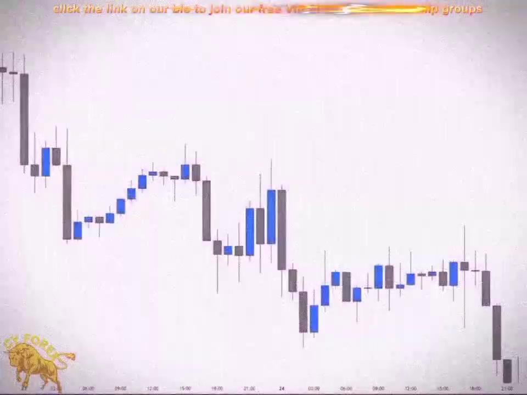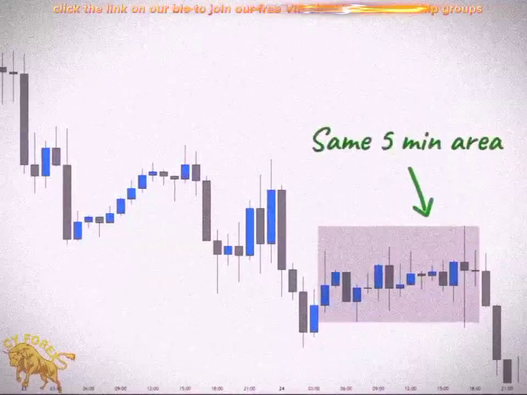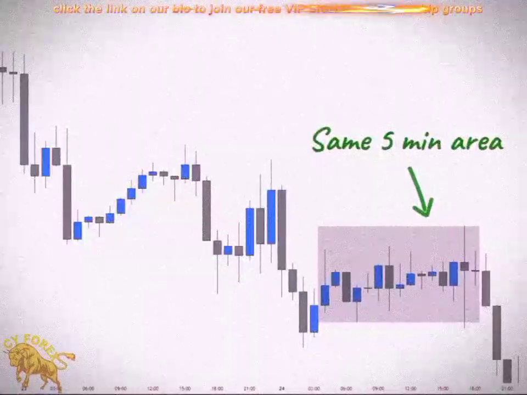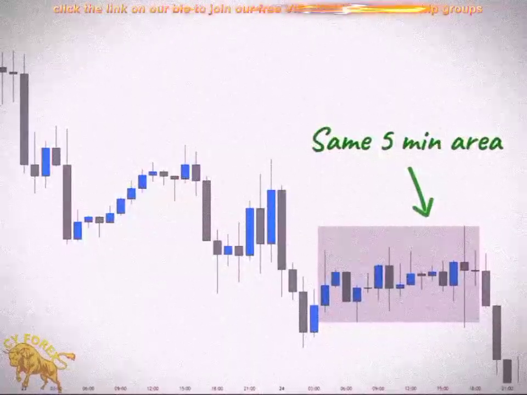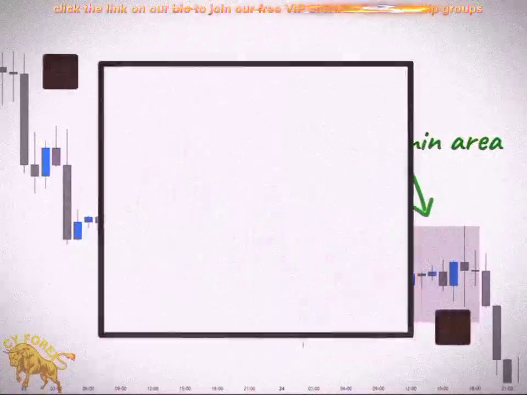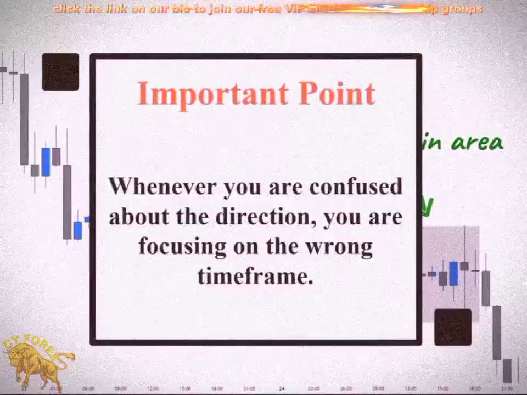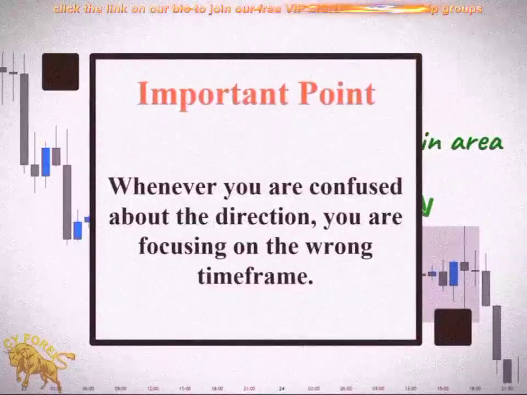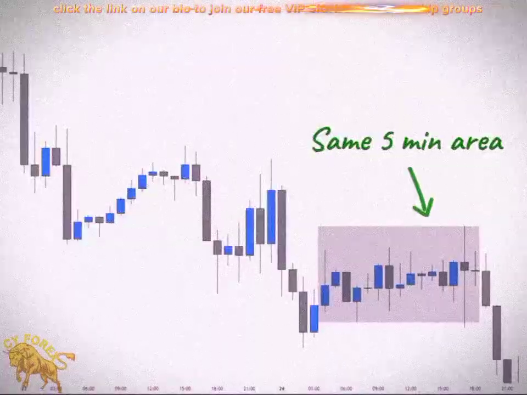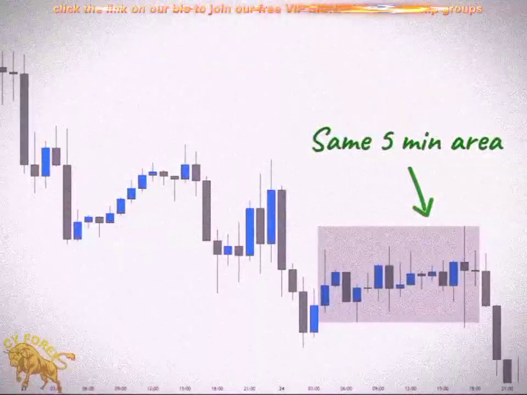But if we zoom out to the 1 hour time frame, you can quickly identify the market trend and the bearish pressure. This area is the same area on the 5 minutes chart we were previously observing. So, by knowing the higher time frame directional bias, we can take short entries with confidence in the 5 minutes chart. Remember that whenever you are confused about the direction and the market keeps violating key levels of structure, you are focusing on the wrong time frame.